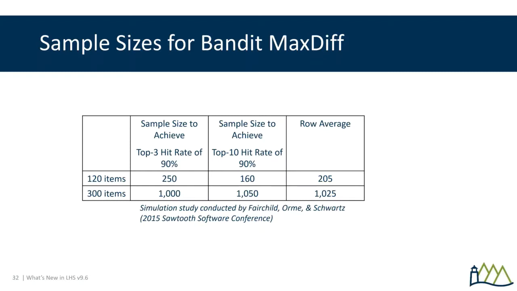So feel free to check out the simulation study done by our very own Kenneth Fairchild and Brian Orm and Eric Schwartz from the University of Michigan to see a little bit more on that technique. But if you were to do the traditional approach to MaxDiff and show each item 3 times and had 120 items, you'd probably be up at a much higher sample size than you can get at it with Bandit MaxDiff.